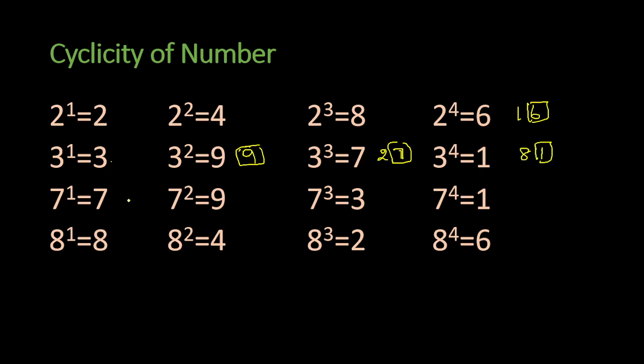Now in this case 7 to the power of 1 is 7. 7 squared is 49. So I write 9 as a unit digit. 7 to the power of 3 will end up in 3 here. 7 to the power of 4 is 1. So we continue in this fashion. 8 to the power of 1 is 8. 8 squared is 64. So 4 is the unit digit. 8 cubed is actually 512. So we have 2 as a unit digit. 8 to the power of 4 is again 6 here.